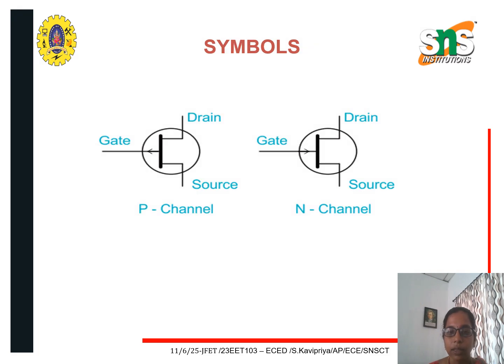And this is the symbol for the JFET. It has three terminals, drain, gate and source, and it is available in two configurations. One is a P channel, another one is an N channel. In P channel, current flow will be away from the gate terminal. In case of N channel, it will be towards the gate terminal.